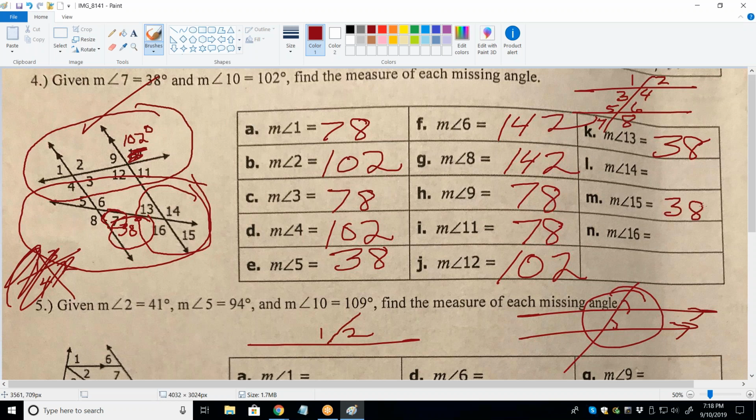Now what do we know about 15 and 13? They're the same. Okay, that's why 13 is 38. Now how about 14? What's the relationship between 13 and 14? Actually, we're back to the situation where all four of these angles are either 38 or 142. Every one of them is either 38 or 142. What is 14? 142. What is 16? 142. There you go.